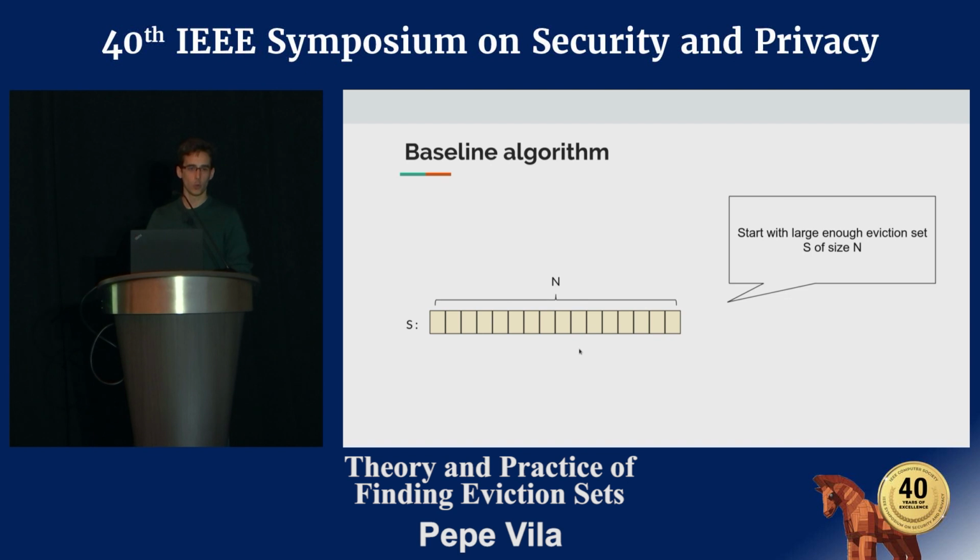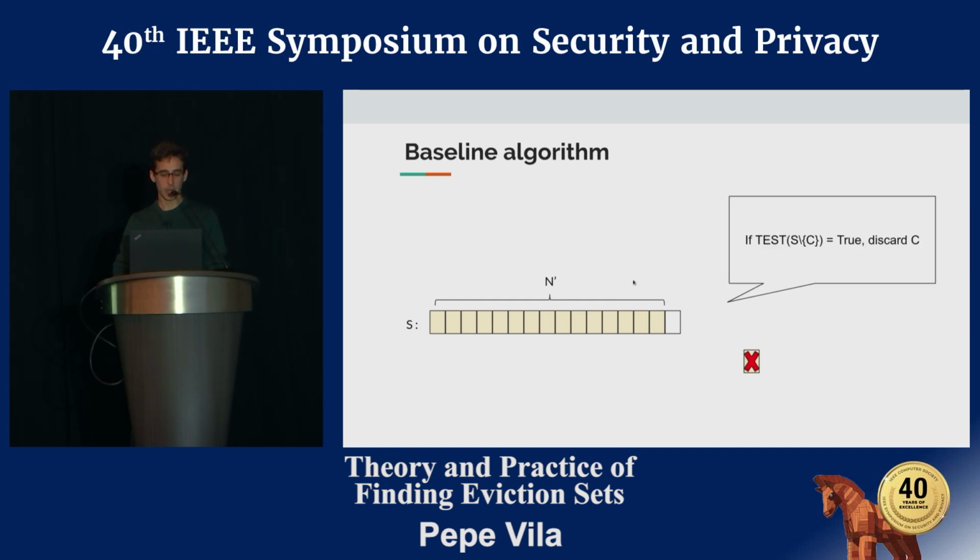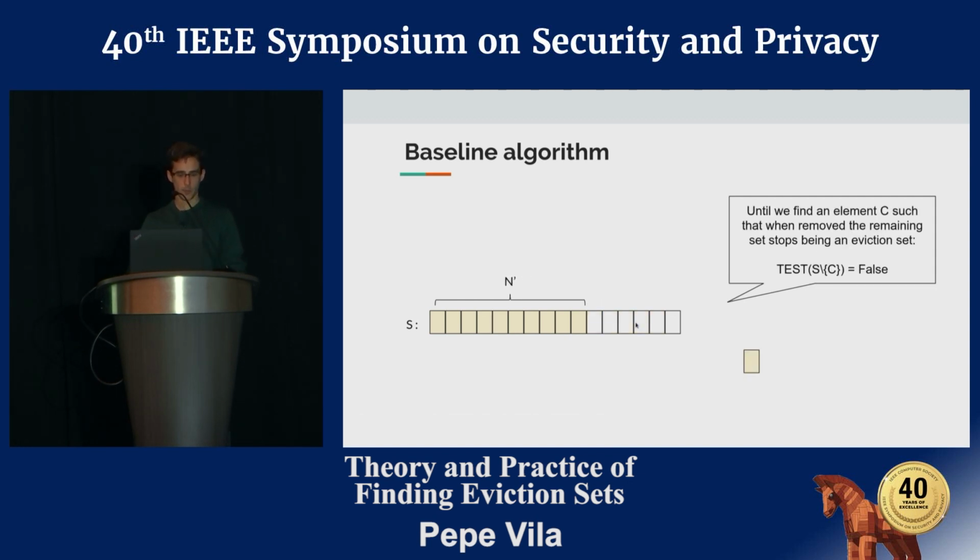And for that, let me quickly explain the commonly approached algorithm until now. We start with a set of addresses of size m. This is an eviction set. And what we will do is we pick an address and test the remaining set. If the remaining set is still an eviction set, we can just discard this picked address because it's not part of its minimal core. And we repeat this process several times until eventually we will remove one element that makes our set stop being an eviction set.